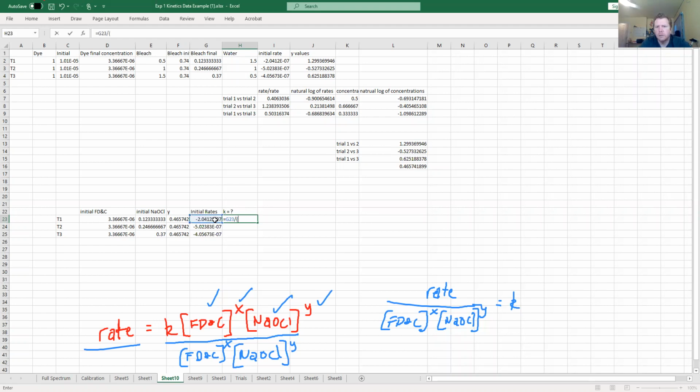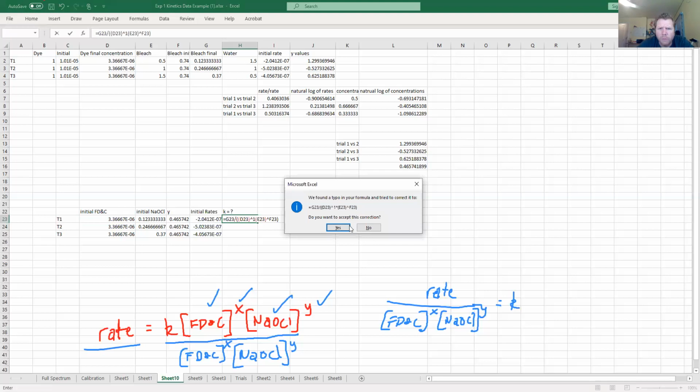my FD&C. I'm going to go ahead and see if this works out for me. I'm going to say divided by, and then parentheses, my FD&C concentration, close parentheses, and I'm going to use the caret symbol, meaning to the whateverth power. So that's to the first. Then I'm going to open a new parenthesis, where I put the NaOCl concentration to the Yth power. Okay, plug that in.